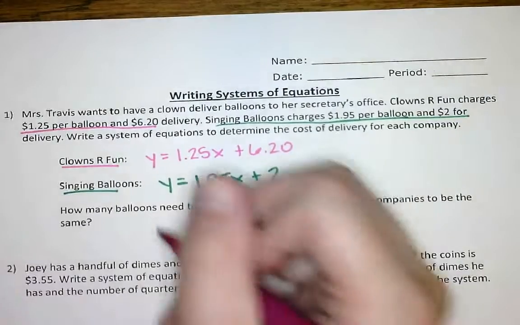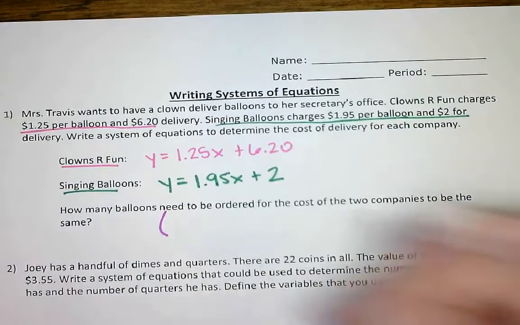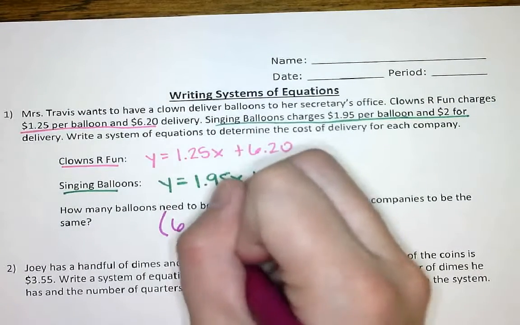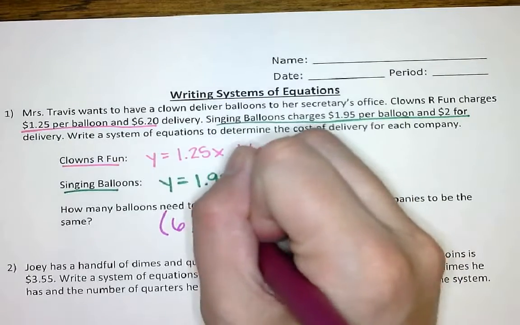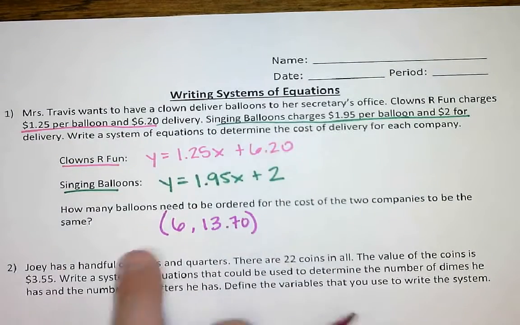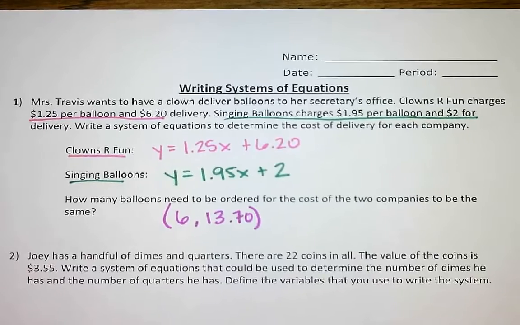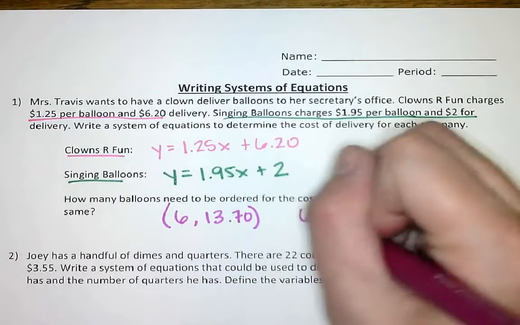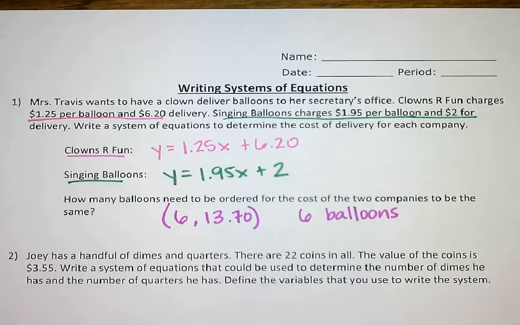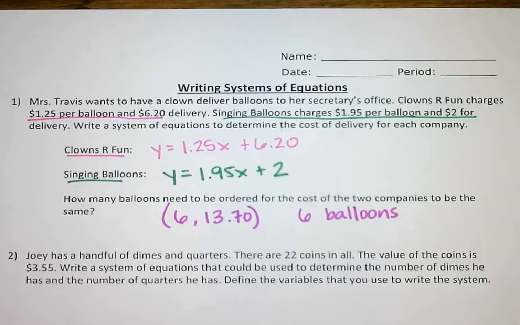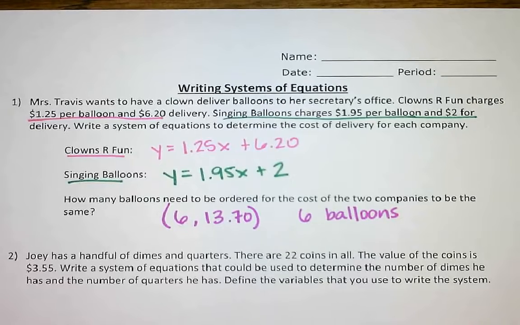6, and it's what, 13.70? So guys, how many balloons do you need to order for them to cost the same? 6 balloons, because that is where they cost the same. Do y'all feel comfortable with that as our answer here? Excellent. So yeah, it was $13.70, and it costs $13.70 if you want 6 balloons.